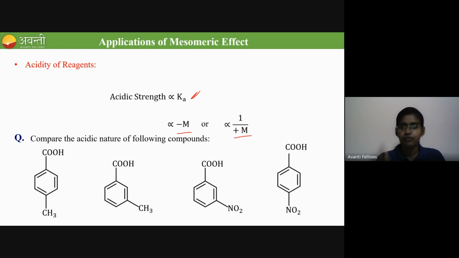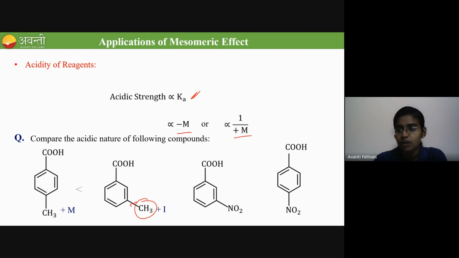So in case of compound 1, what do we have? We have CH3. CH3 is a plus M group. In case of the second compound also, we have CH3, but that CH3 is attached at the meta position. So it will not act through the mesomeric effect. It will act only through the inductive effect. What is inductive effect? Polarization of sigma bond, right? Since CH3 is an electron donating group, it will donate electrons to the ring. So it is a plus I group.